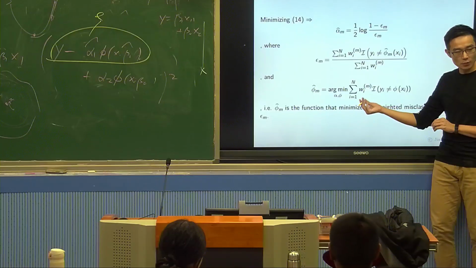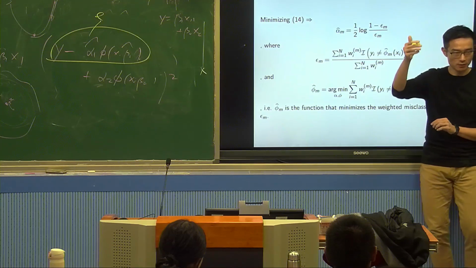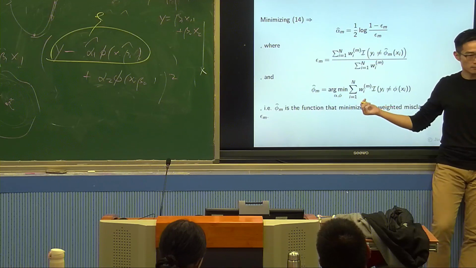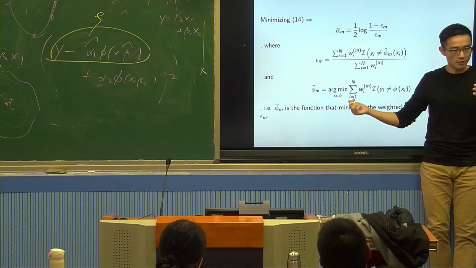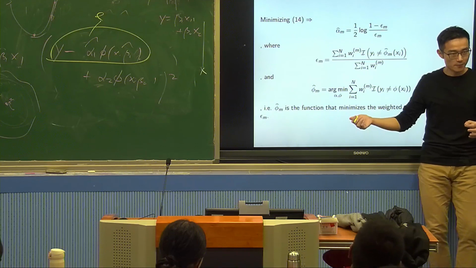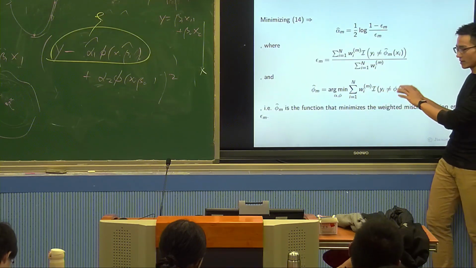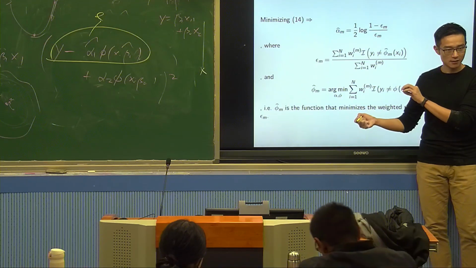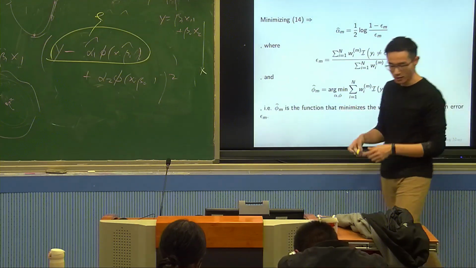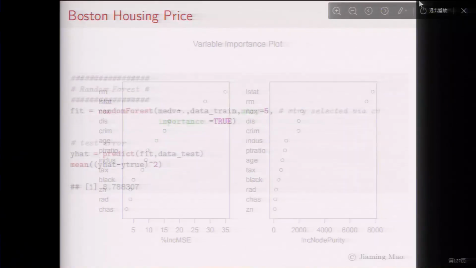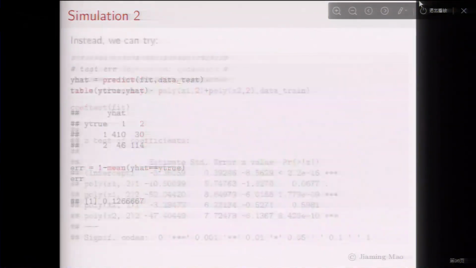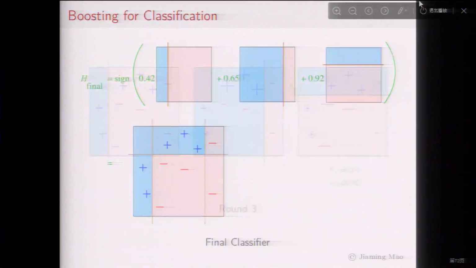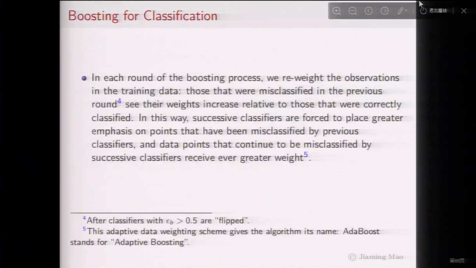And where does this W come from? This W comes from the previous round. So in the previous round, if the data does not fit very well, the W will increase. If the data is fit well, the W will decrease. So my task in this round is to find a tree that fits this weighted data best. And that's the idea behind AdaBoost. But the detailed formula is here. Okay, all right.